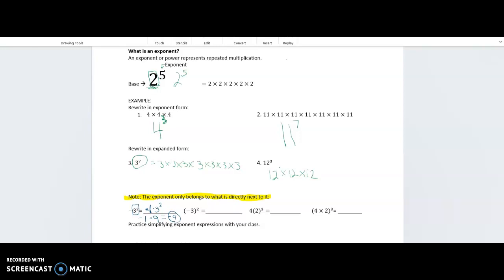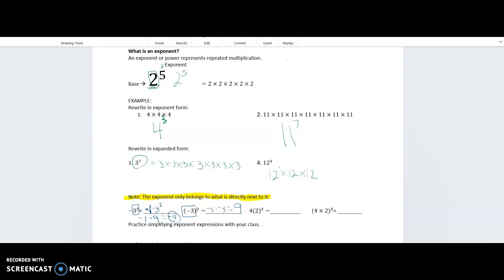This next example, the exponent 2 belongs to what's right next to it. What's right next to it is negative 3 in parentheses. So this means negative 3 times negative 3. Negative times negative is a positive, so we get positive 9 for our answer in this case.